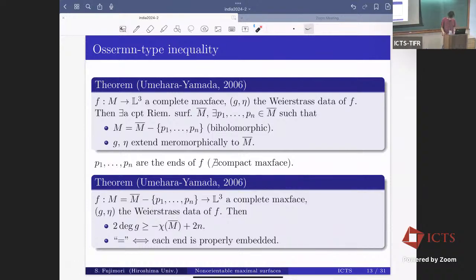So let F be a complete max face, then we can put M as a compact surface minus n points. And let G and eta be the Weierstrass data. Then we again have the same inequality: 2 times the degree of G is greater than or equal to minus the Euler characteristic of M bar plus 2n. And the equality holds if and only if each end is properly embedded. So the surface might have self-intersection, but each end is embedded. So this is a general setting.